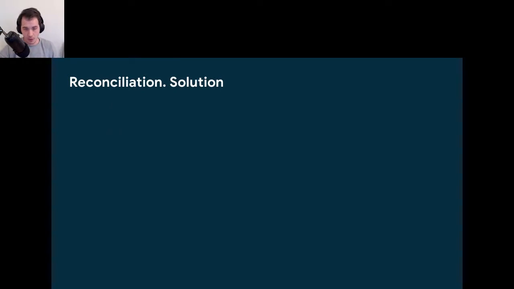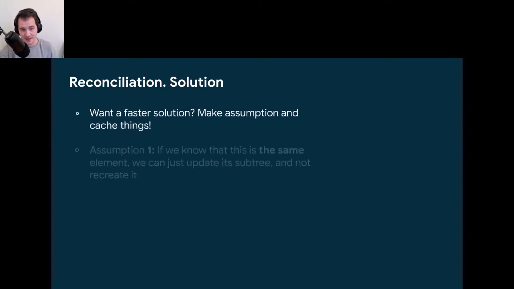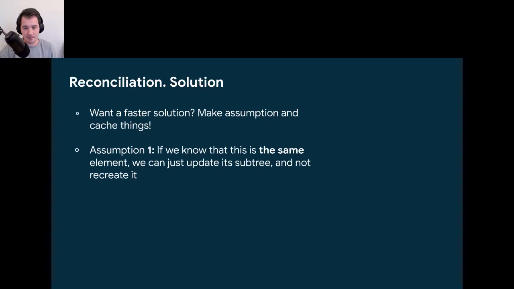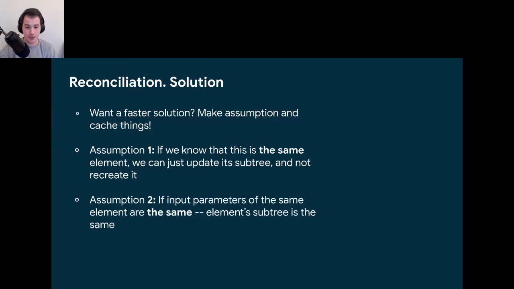So all of us know that if you want something to be faster, you need to build a cache. So let's make assumptions and cache things, right? The two interesting parts. If we can understand that the element is the same, we can update the subtree and not recreate the whole one, even for virtual representation, right? And the second part is if we can understand the item is the same and also all the parameters that it takes, because UI is a function of state, right? If the state is the same, the UI is the same.